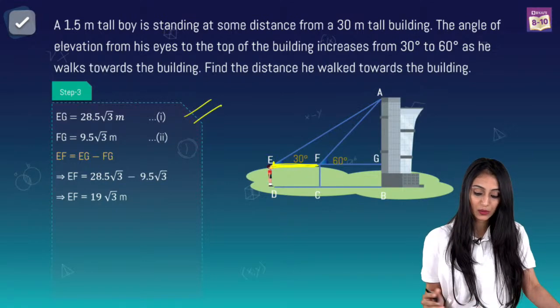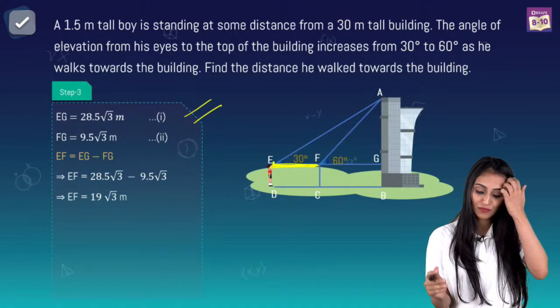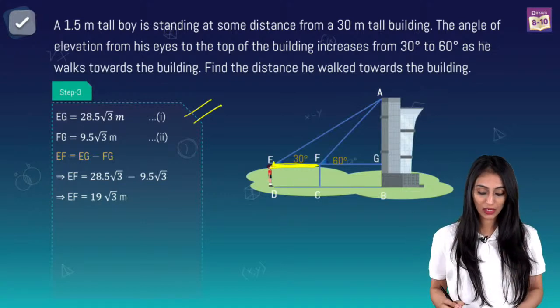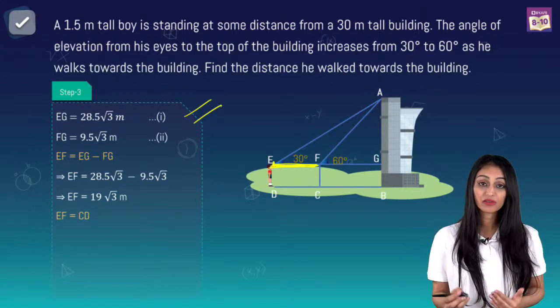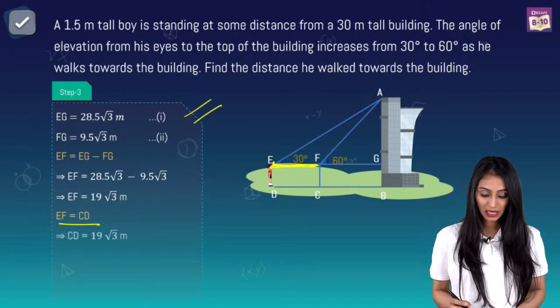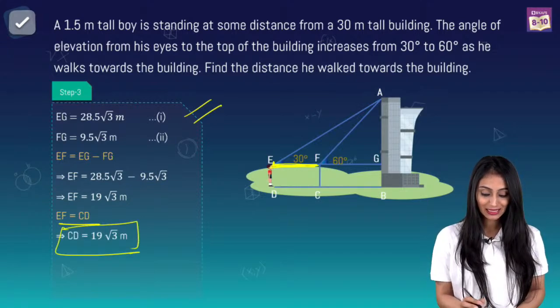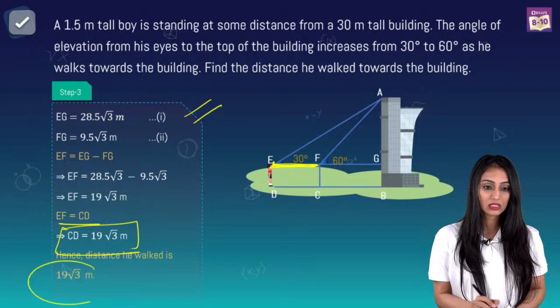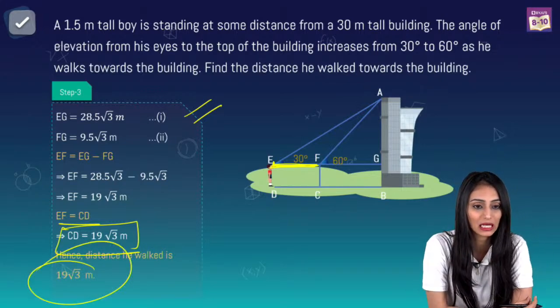So we have these two values. I'm just going to subtract this EF from the entire EG. What do we get? We get 19 root 3 meters because EF and CD both are equal. So simply I can say CD is equal to 19 root 3. So this is the distance that he has walked towards the building. Absolutely right answer.